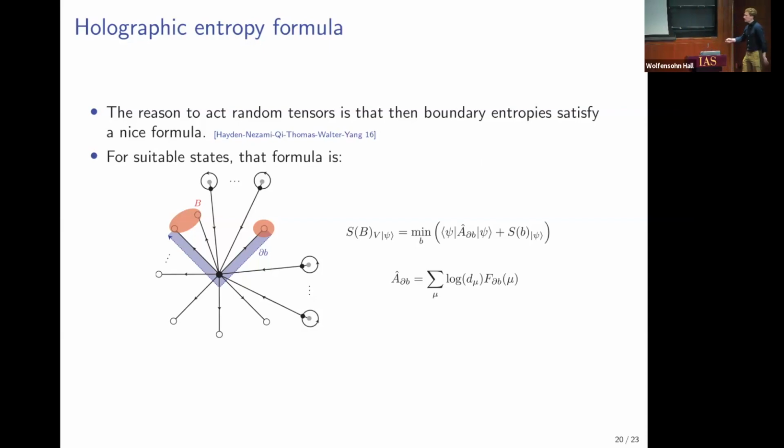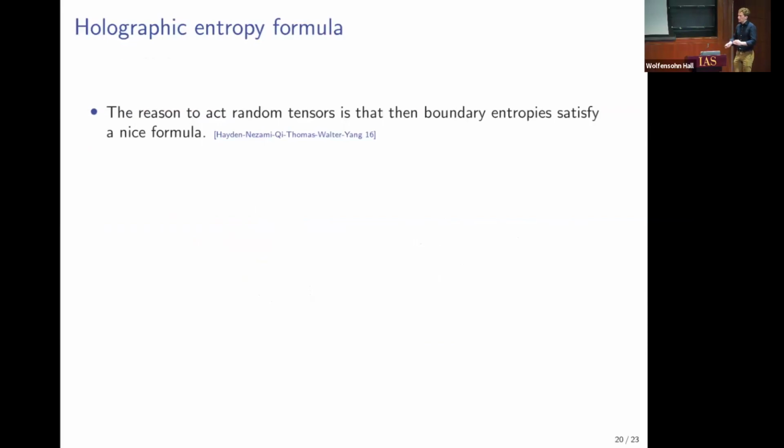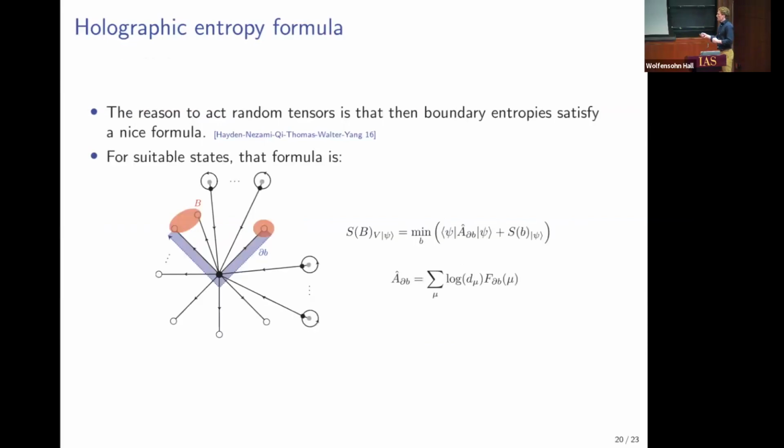Oh, thank you. Yeah, this is in the limit now. As soon as I said anything about random tensors, now it's all approximate. And this is only going to work if there's, say, a lot of flux flowing from each of these out to boundary legs. That's right.